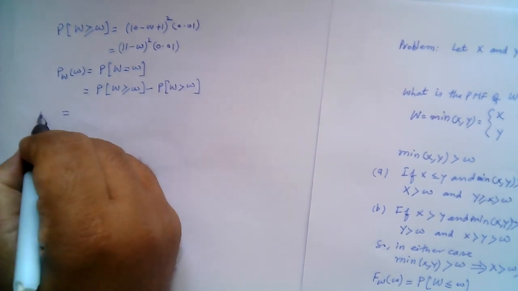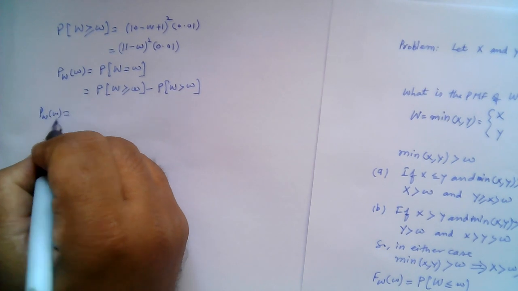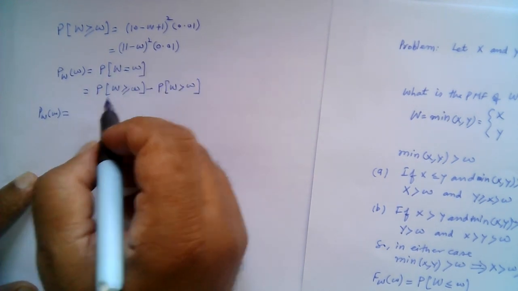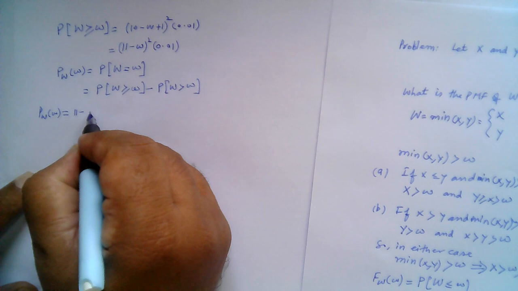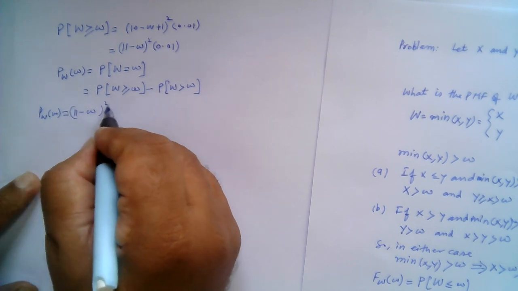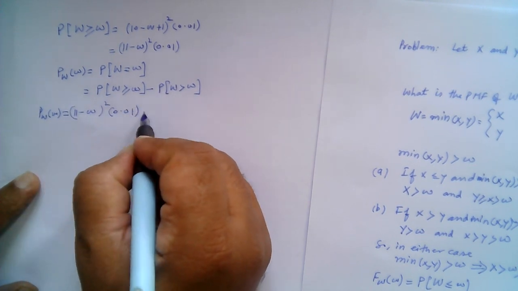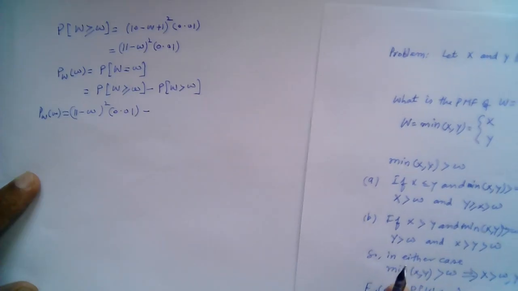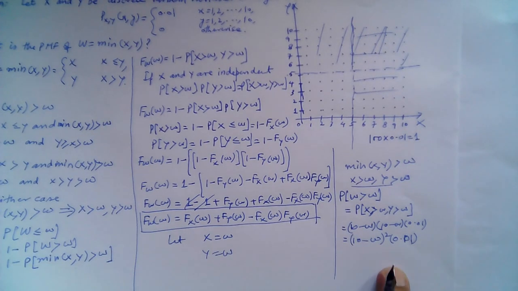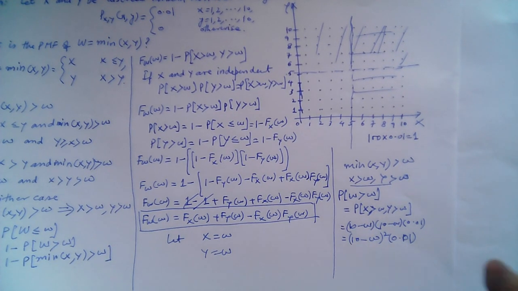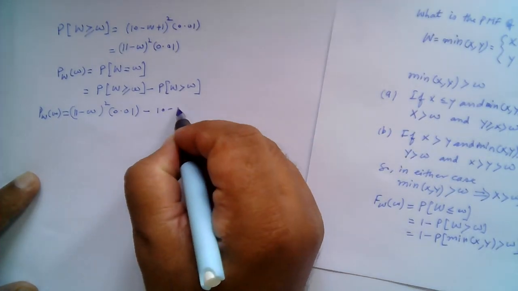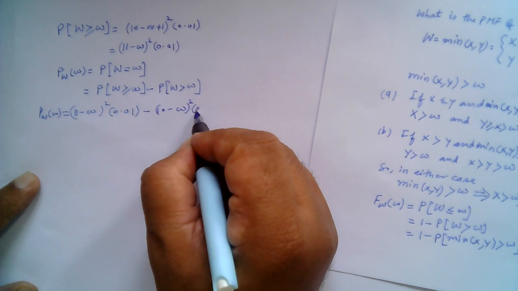So for P_W(w), we put in this value here, (11 minus w) squared multiplied by 0.01, minus the probability that W is greater than w, which is this one, (10 minus w) squared into 0.01.